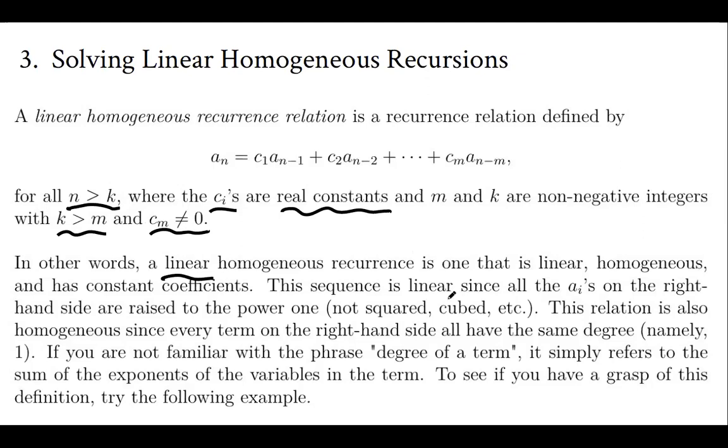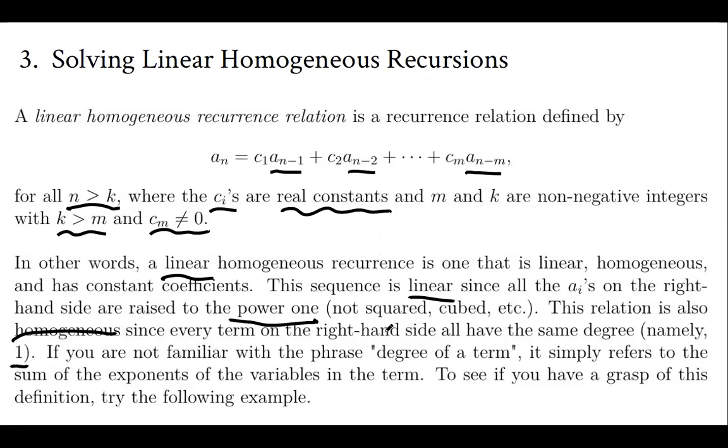Linear means that the sequence has all the a's raised to the power of 1. So notice how all of these are not powers of 2, not powers of 3, but they're powers of 1. So that makes it linear. This relation is homogeneous because every term on the right-hand side has the same degree. And like we saw, the same degree is 1.